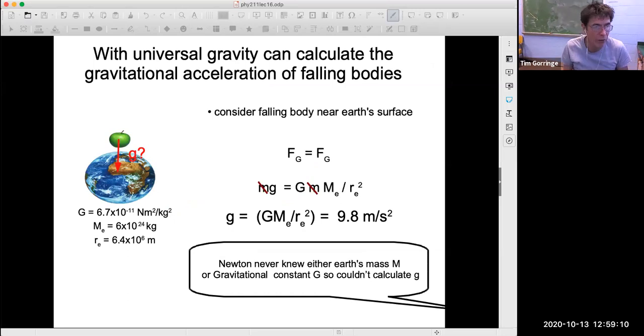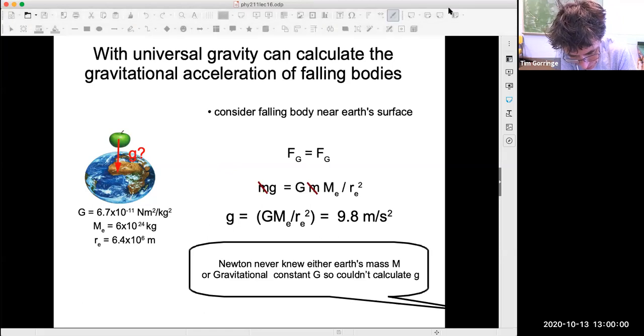Okay, I want to show you now how incredibly powerful this universal law of gravity is. Instead of just observing and measuring the acceleration of falling bodies, 9.8 meters per second squared, with this universal gravity theory you can actually calculate the acceleration of gravity near the surface of the Earth. So let's do that. The way I'm going to do it is equate two equations, the two equations we just met.